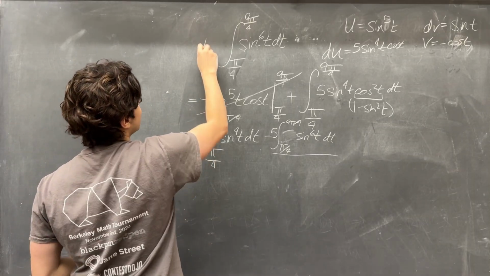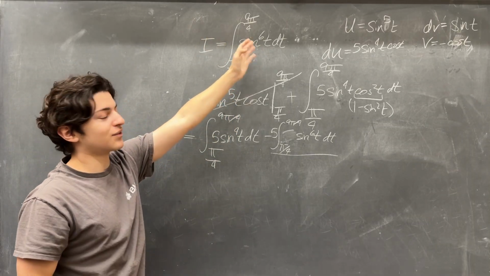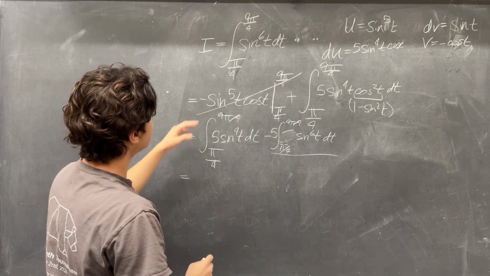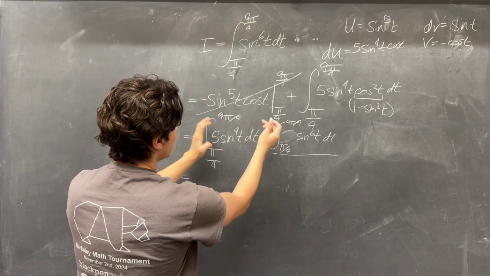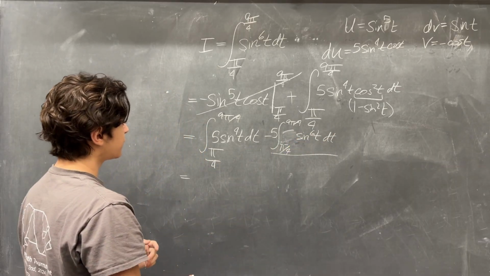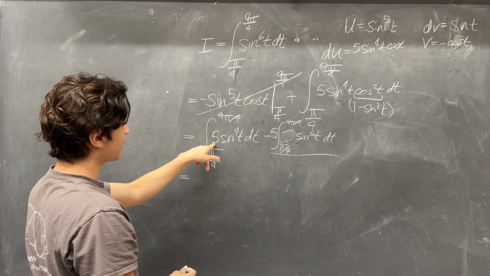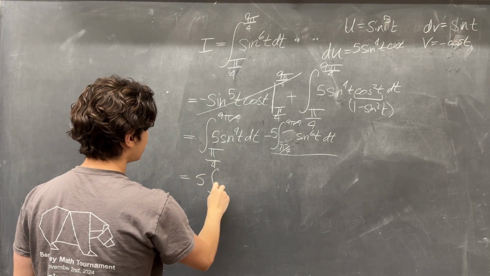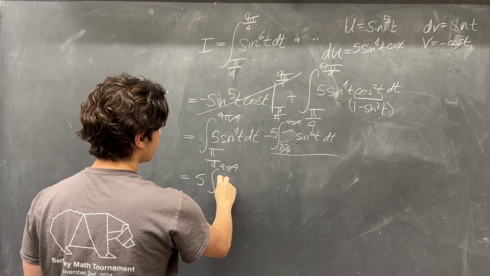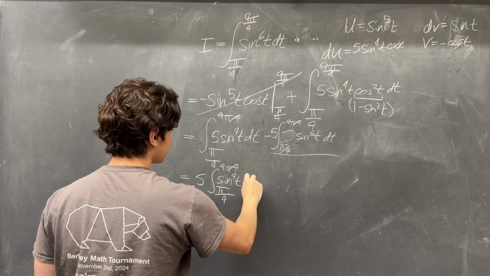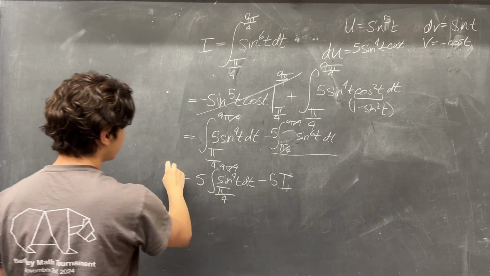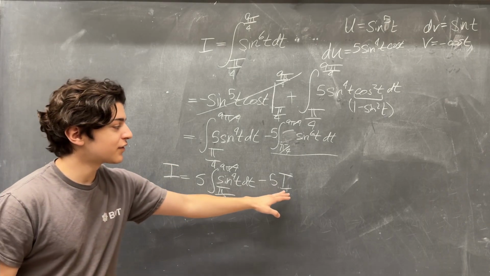So if we let the quantity of whatever this integral evaluates to be equal to I, then we can say that this integral is equal to whatever this evaluates to minus 5 times I, because this is exactly the same quantity. So let's just write that real quick. We can factor out the 5 here, and we'll get 5 times the integral from pi over 4 to 9 pi over 4 of sine to the 4th t minus 5 times the same quantity I. And remember, this is all equal to I, which means that we can solve for I.